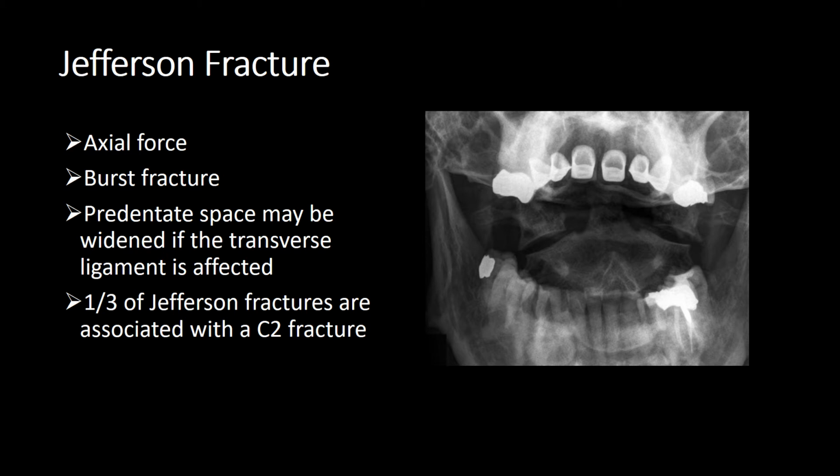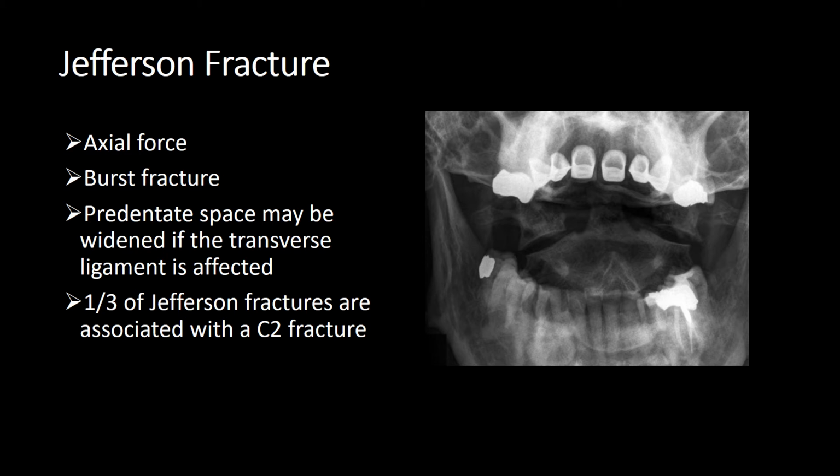On your lateral view, your predentate space may be widened if the transverse ligament is affected. So what do we say about that? The predentate space in adults is 3 millimeters or less. In children, it's 5 millimeters or less.